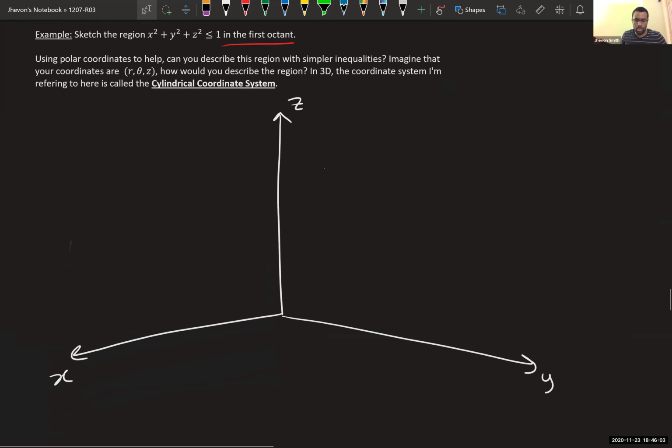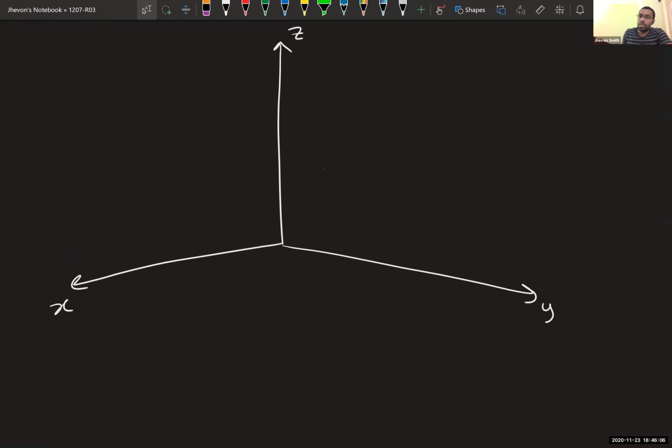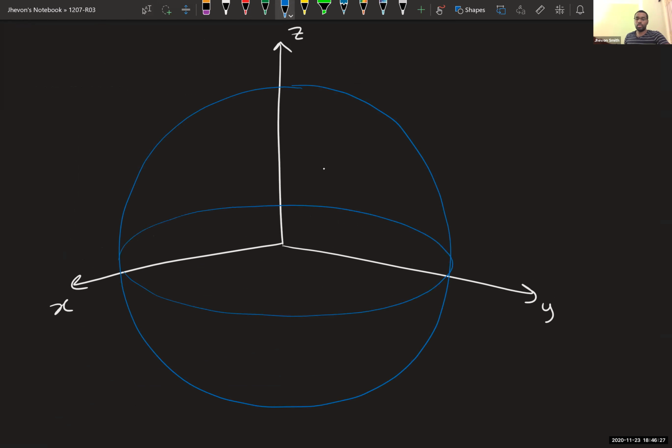However, like always, I want to sketch the entire thing and then highlight the part that I actually care about. So let me draw a sphere in blue. What we're going to do is you pretty much draw a circle, and you can draw the equator. Looks like a little Death Star. And then what you can do now is cut out the part that is in the first octant.